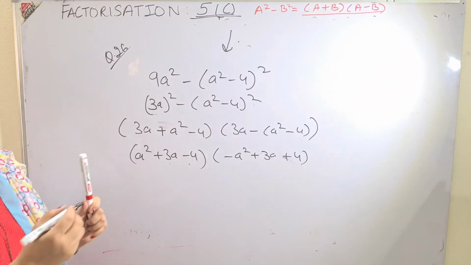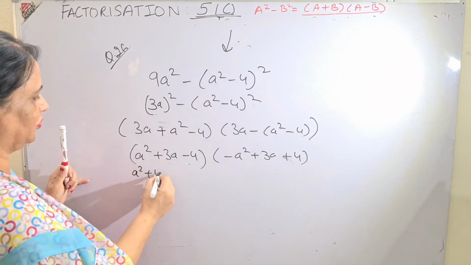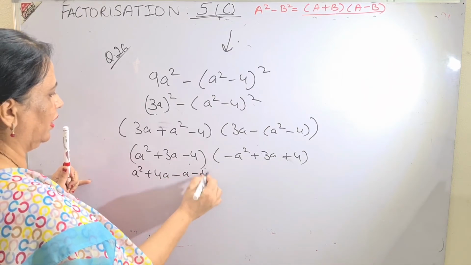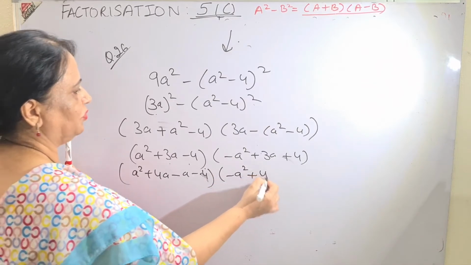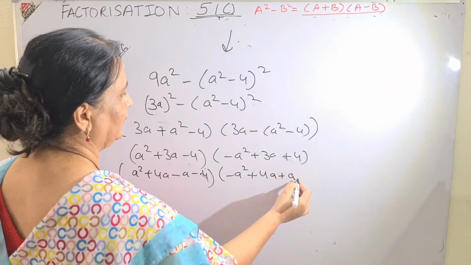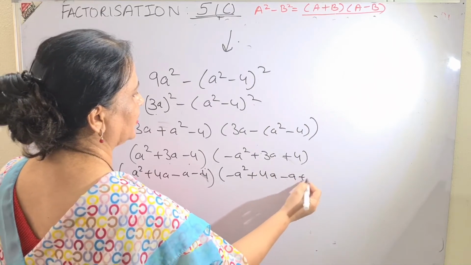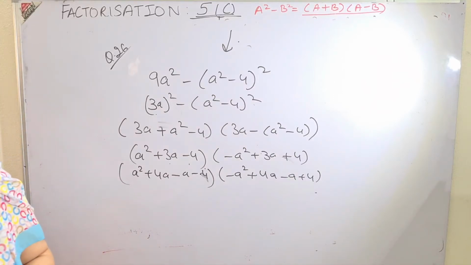Otherwise, I'll just give you the hint that this will become a square plus 4a minus a minus 4. Similarly, you do this also, minus a square plus 4a plus a. You need 3 minus a plus 4, and you get the needful. This question is important. Be careful about it.